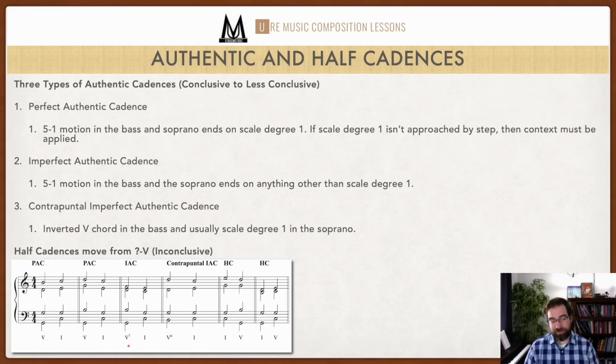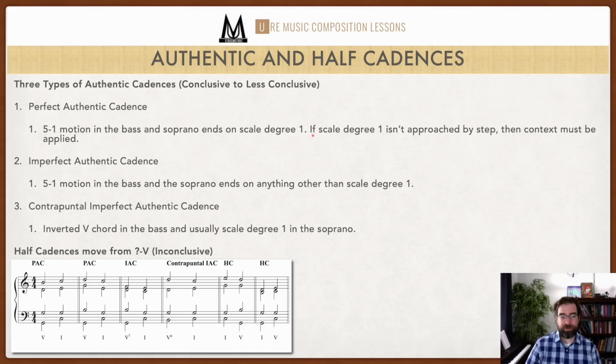Imperfect authentic, in this case, we have a 5-7 to 1. And the contrapuntal imperfect authentic is a 5-6 to 1. So all of our authentic cadences use this 5-1 chord progression. It just depends on how they're voiced that makes them stronger or weaker. Or you can think of it as perfect, imperfect, or contrapuntal.